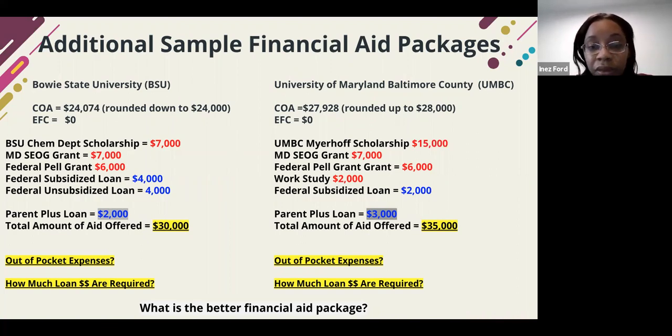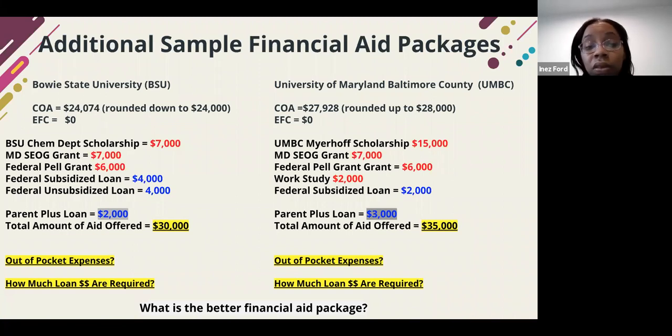And then you got UMBC. So they got a Meyerhoff scholarship. That's a real scholarship. You have to be majoring in sciences and have a certain GPA, and you can get between $10,000 and $25,000. So they got a Meyerhoff scholarship for 15. They got a Maryland SEOG grant for 7. That's 22. They got a federal Pell Grant. That's 28. And there you go. So they've got $28,000 in scholarships and grants. They don't even have to take out any loans, and the cost of attendance is 28.